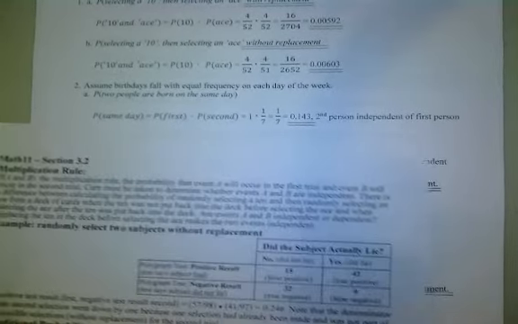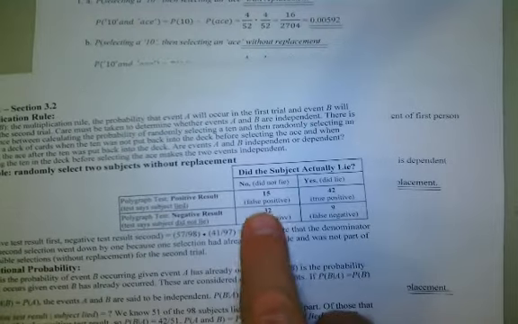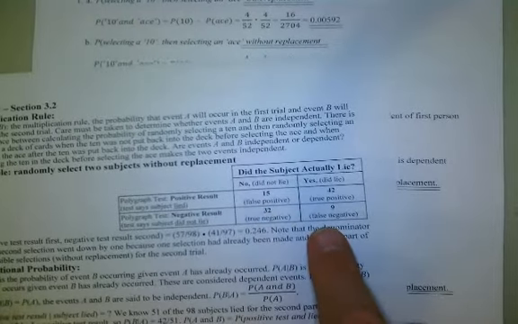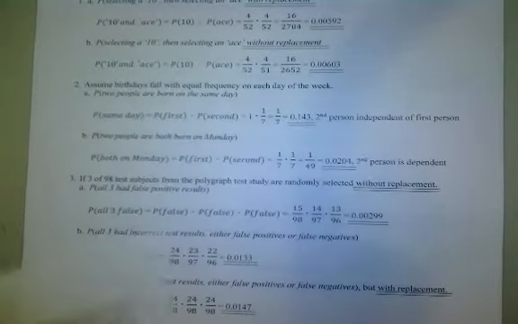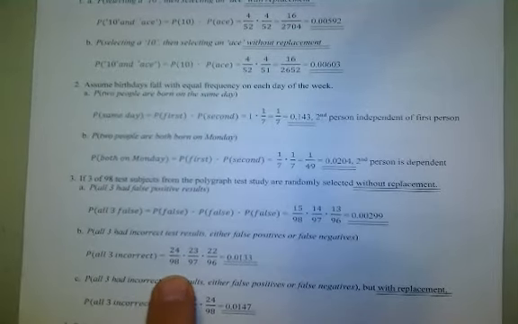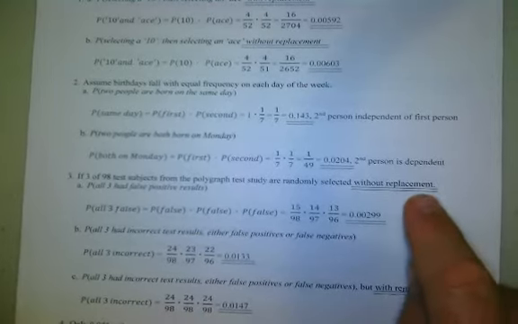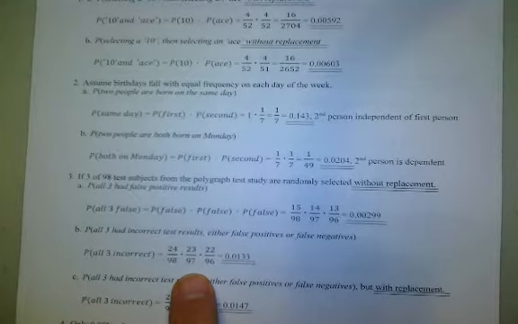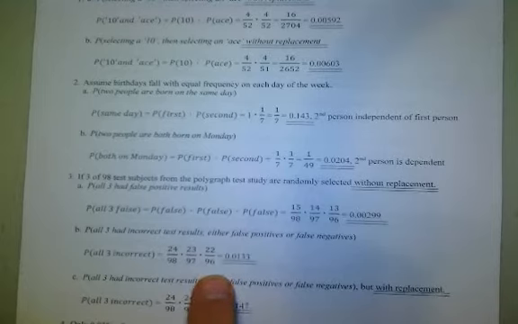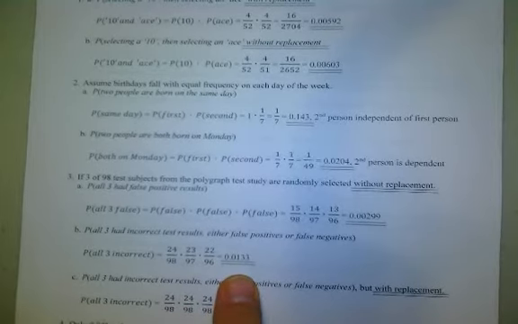Now, what is the probability that all 3 had incorrect test results, either false positives or false negatives? So, for my table, 15 had false positives, another 9 had false negatives, 15 and 9 is 24. So my first choice, 24 out of 98. But since this is without replacement, the second choice is 23 out of 97, because one of those is no longer in the list. And my third choice has 22 out of 96, because now 2 are no longer selectable. So multiply those 3 together. This is why this section is all about multiplication, and we get 0.0133.